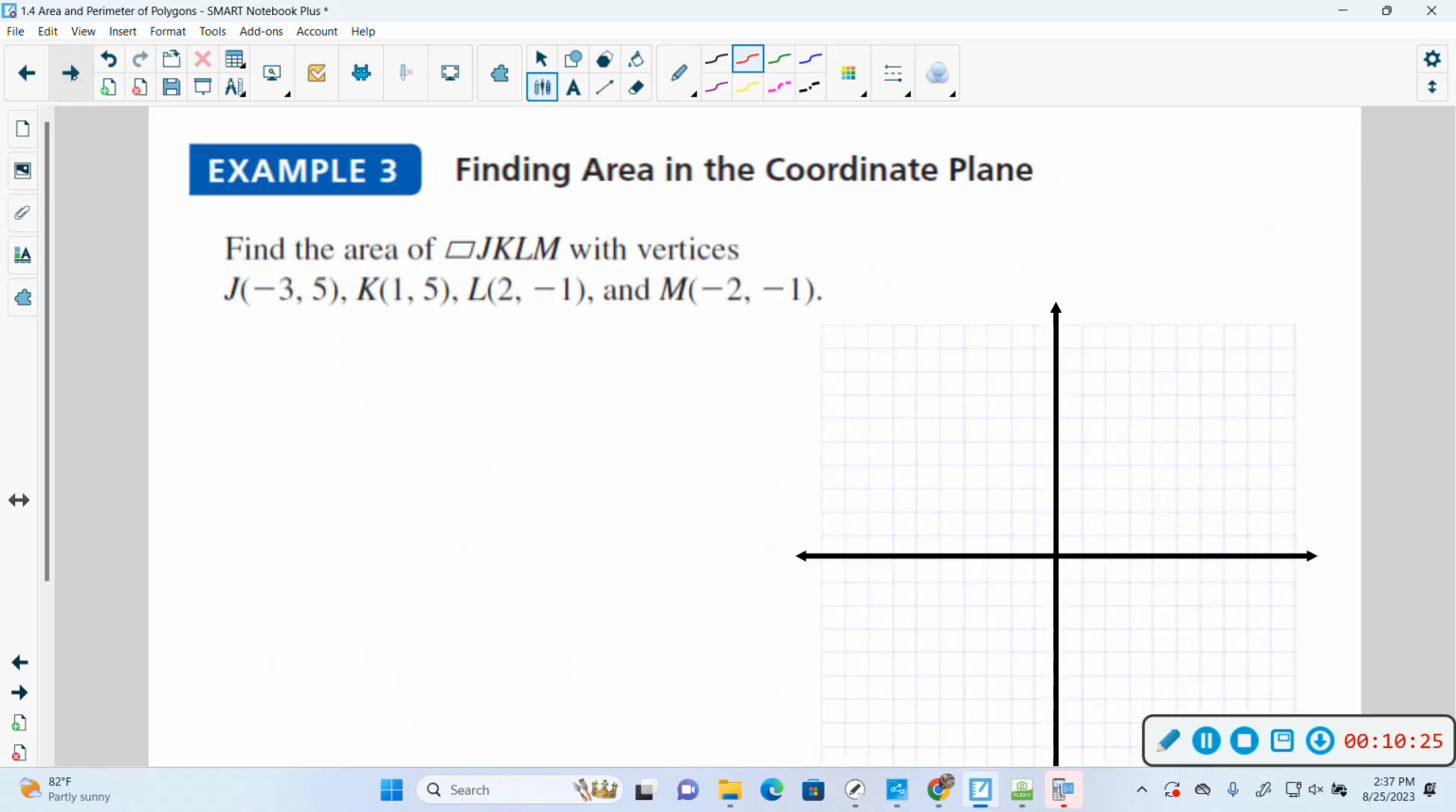Area of a parallelogram, that's what this little symbol means. Parallelogram JKLM. Well, let's start plotting the points. J is at negative 3, 5. K at 1, 5. Oh, I like that. Okay, that's going to be easy to count. L is at 2, negative 1. M at negative 2, negative 1. All right, let's attach these. I'll give you a second to get yours drawn.